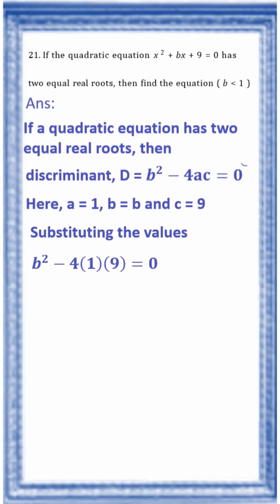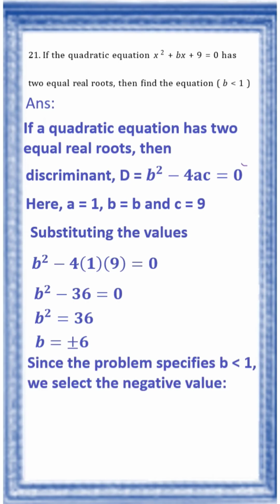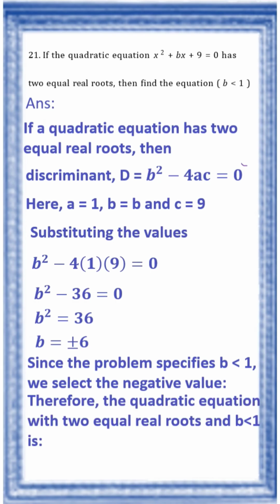So b square minus 36 is equal to 0. So b square is equal to 36. b is equal to plus or minus 6. Since the problem specifies that b is lesser than 1, we select the negative value, that is b is equal to minus 6. So the equation is x square minus 6x plus 9 is equal to 0.